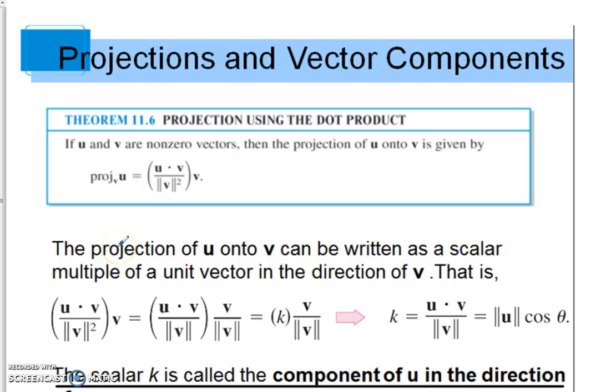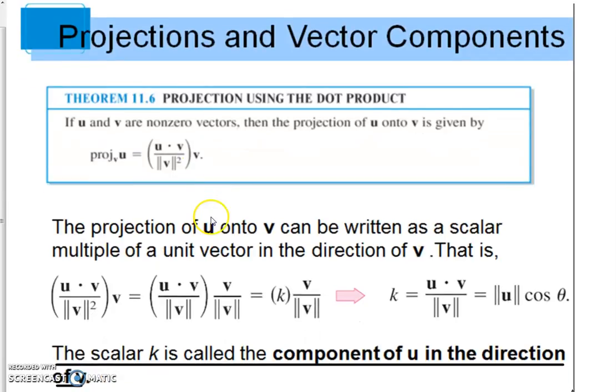This is the last part of this lesson, I think, and then we'll move on to the applications. Projections and vector components. If u and v are non-zero vectors, then the projection of u onto v is given by this formula. So we can practice this. The projection of u onto v is u dot v over the magnitude of v squared, times v. Remember, the dot product is a scalar, the norm is a scalar, and then we're simply multiplying it by that vector.